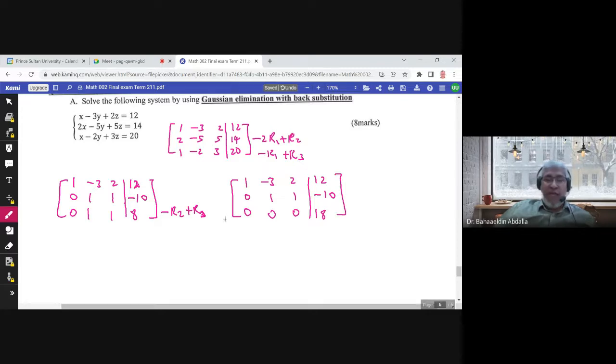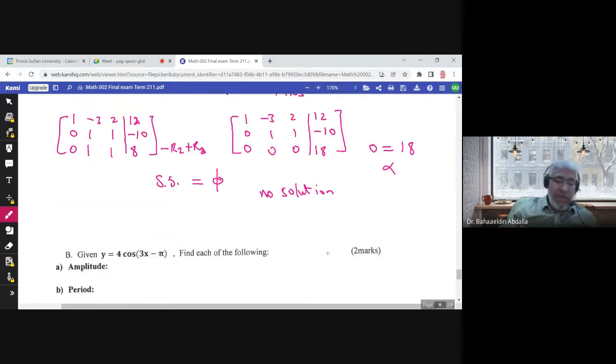And now I notice that the last row is 0. So we have seen this in section 9.2, inconsistent systems, inconsistent and dependent systems. Now, the last row, I have 0 equals 18, and this is impossible. So the solution set is empty, or the system has no solution, or the system is inconsistent.